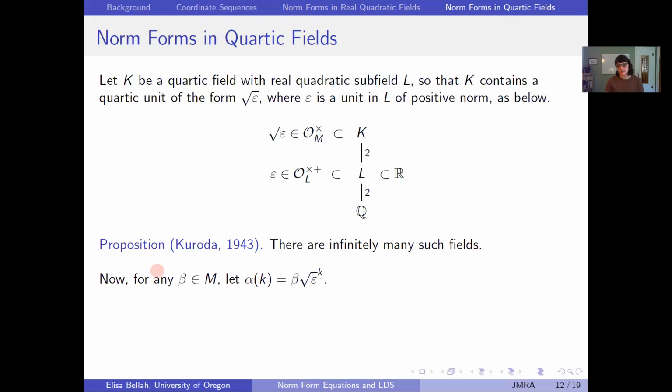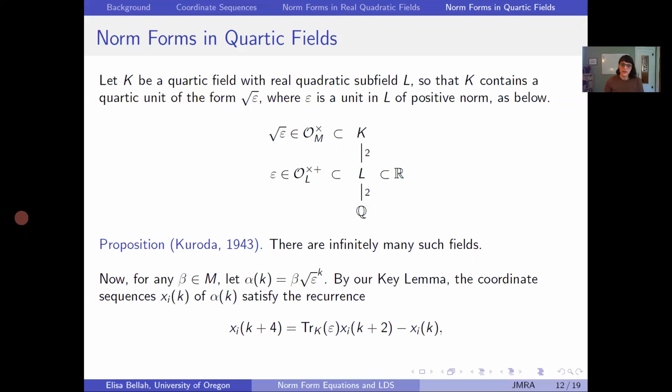Let's take a fixed element in my module. Let's let alpha k be beta times my unit square root of epsilon to the k. And then in this case, you can compute what the conjugates of square root of epsilon need to look like. And using this and your key lemma, you can find that the coordinate sequences all satisfy this recurrence. And furthermore, since I assumed that square root of epsilon was of degree 4, this recurrence is minimal.